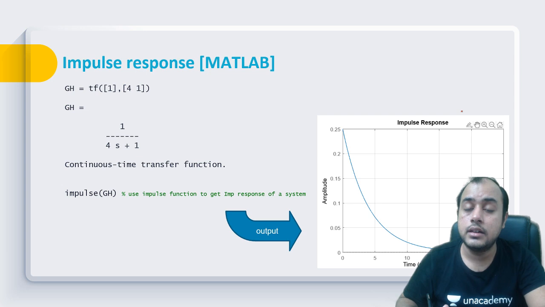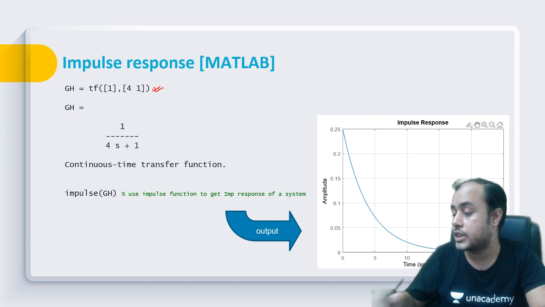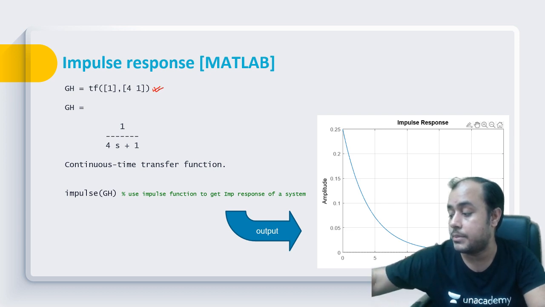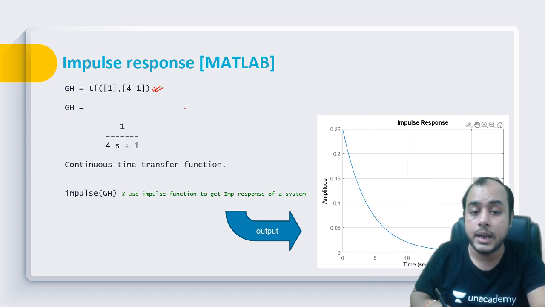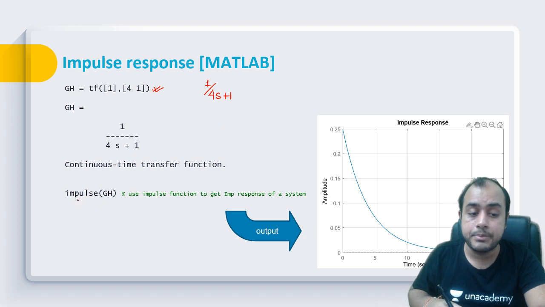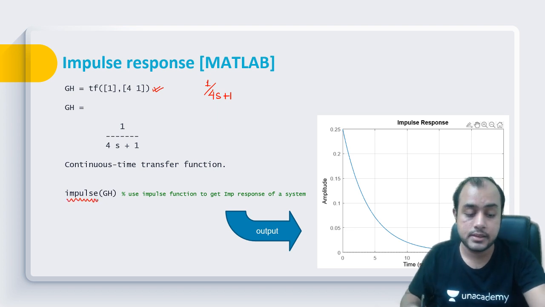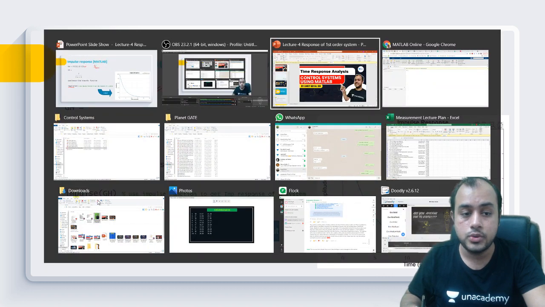So now my dear, what we have to do in MATLAB, we first have to define the transfer function, which is 1 by 4s plus 1. I am taking it as 1 by 4s plus 1. Now we have to draw the impulse response. The function that will be used is impulse. So let me show it to you.